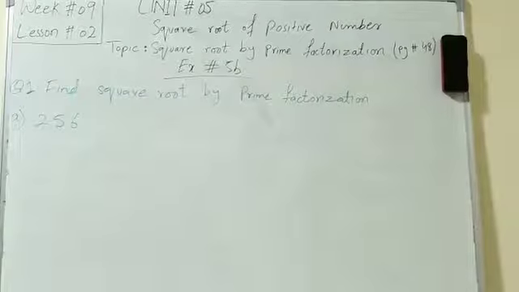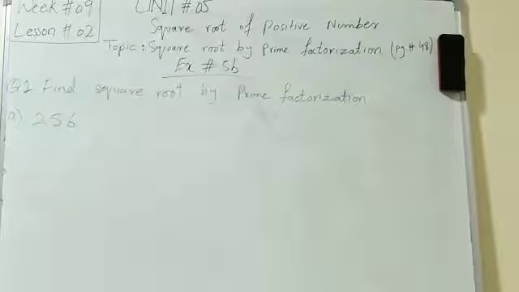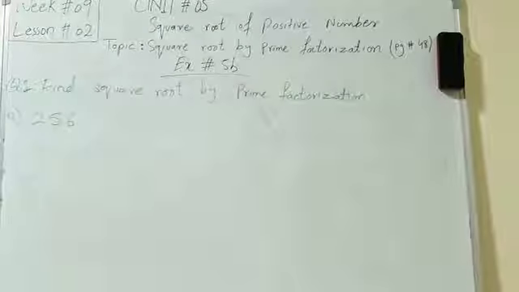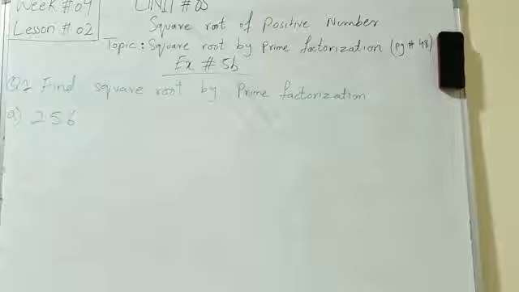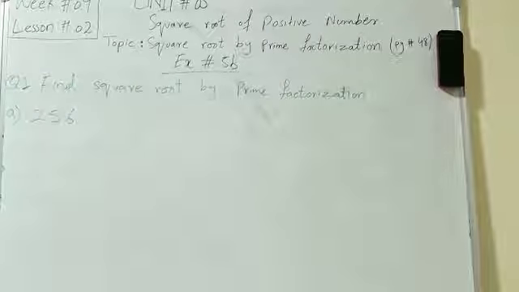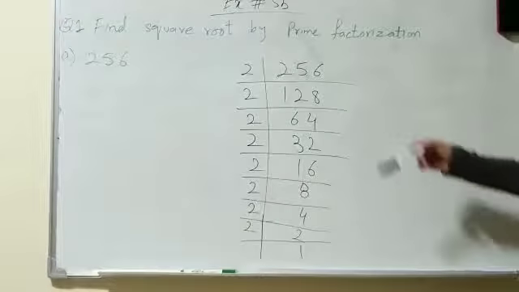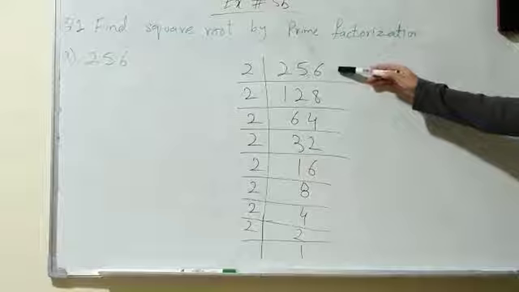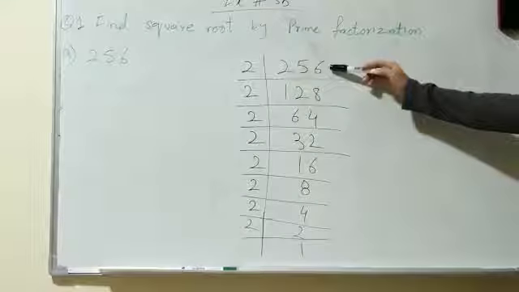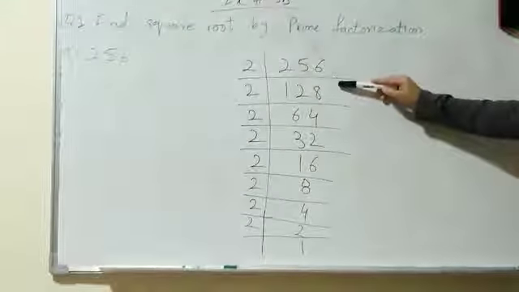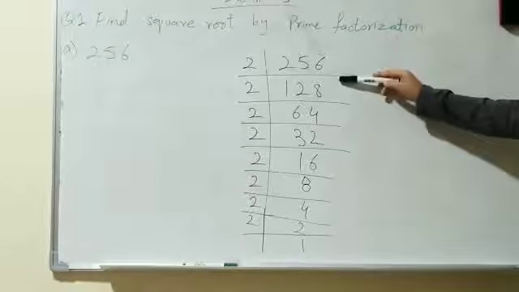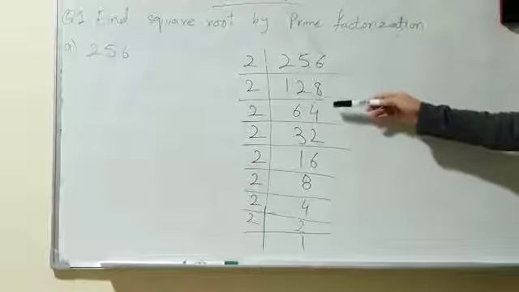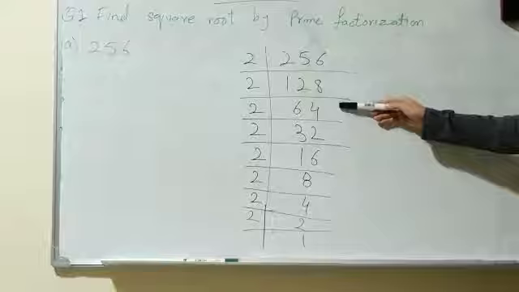So question number 1 is find square root by prime factorization. Part A is 256. First we will find the prime factors of 256. So we are going to start the prime factorization of 256. As this is an even number, we will start by the least prime number, that is 2, and we will get 128. 2 1s are 2, 2 2s are 4, and 2 8s are 16.